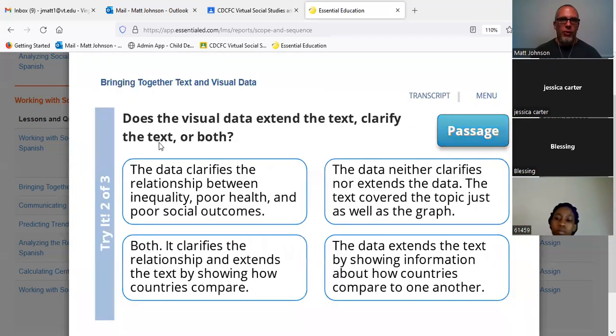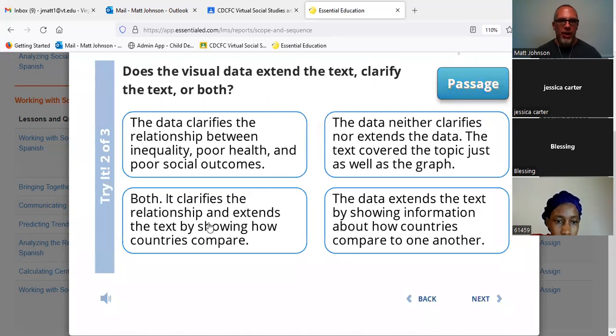Okay, and our question: does the visual data extend the text, clarify the text, or both? So it clarifies and extends, okay? So it's both, right? It clarifies the relationship and extends the text by showing how countries compare. It's one thing to say it, it's something else to show it. And by giving that information, you get both there.